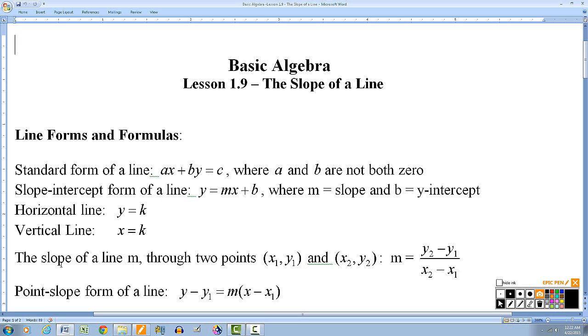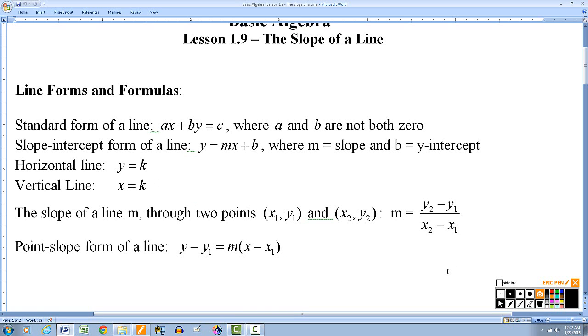And then the slope of a line, m, through two points (x1, y1) and (x2, y2) is defined by this formula: (y2 - y1) over (x2 - x1). Whatever number that is, represents the slope or the incline of the line. And then the next thing we have is the point-slope form of a line. If you know the line passes through a point (x1, y1), then the equation of the line is given by y - y1 = m(x - x1), where m is the slope.